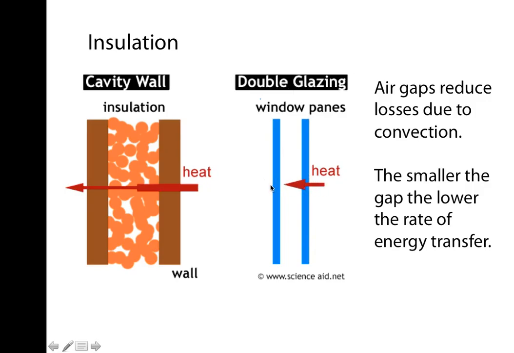A cavity wall works in the same way. Instead of having one wall, you have two walls. However, you can make a cavity wall insulation even better by putting foam inside. By putting foam inside, it has to conduct, then it has to convect, then it has to conduct, then it has to convect, then it has to conduct, then it has to convect, etc.